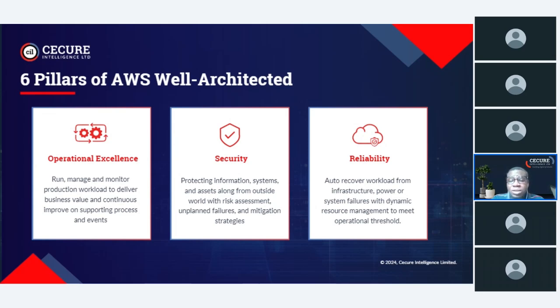The third one is reliability. This helps you automatically recover your workload from infrastructure, power, or system failure with dynamic resource management. When you adopt this, it will help you set up dynamic resource management to meet your operational workload. Any failure, infrastructure-wise, power-wise, or system failure, this pillar will help you address.